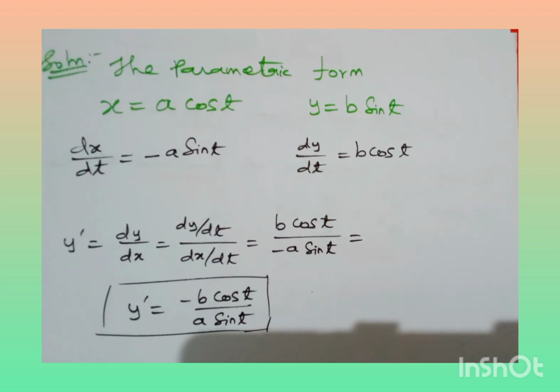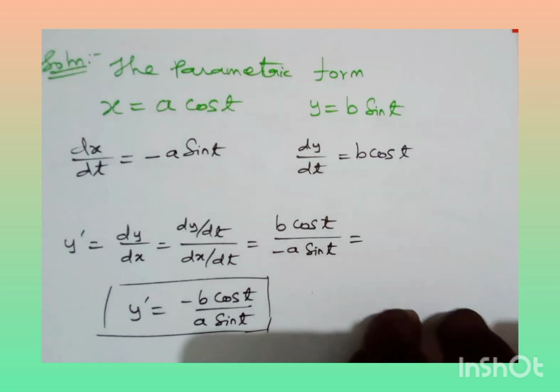y dash equal to dy by dx. So it is a parametric form, so that dy by dt by dx by dt is equal to minus b cos t by a sin t. So this is the first thing. Next one, to find y double dash.